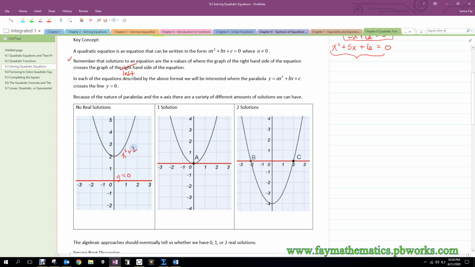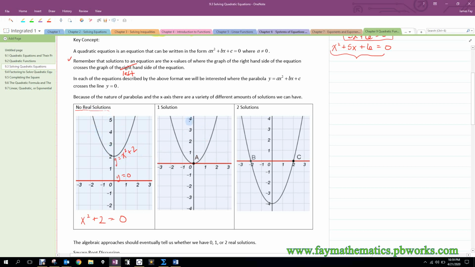So if this is y equals x squared plus 2 and this is y equals 0, the question they would have started us off with would have been, if I have x squared plus 2, when does that equal 0? Well, when does this black parabola touch this red line? And the answer to that is never. So that's why we have what we call no real solutions, because there is no intersection between those two things.